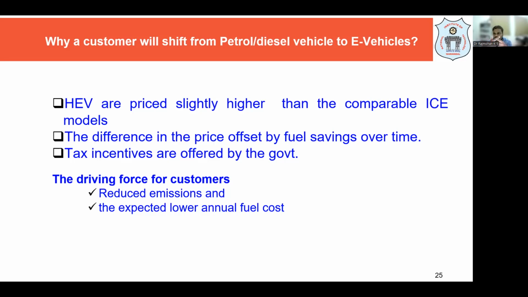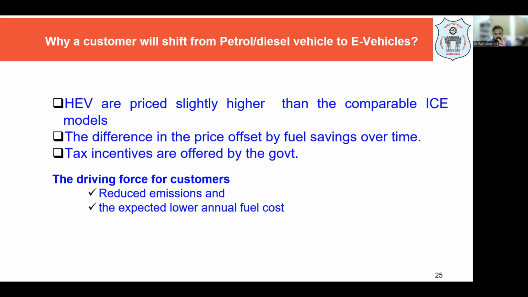And if you want to start a battery business or solar cell business as an entrepreneur, the government gives loans with very low interest. So they provide a lot of subsidies. There are a lot of incentives given by our Indian government to get into this alternative energy business, including e-vehicles. So what are the driving forces for a customer to move towards e-vehicles?